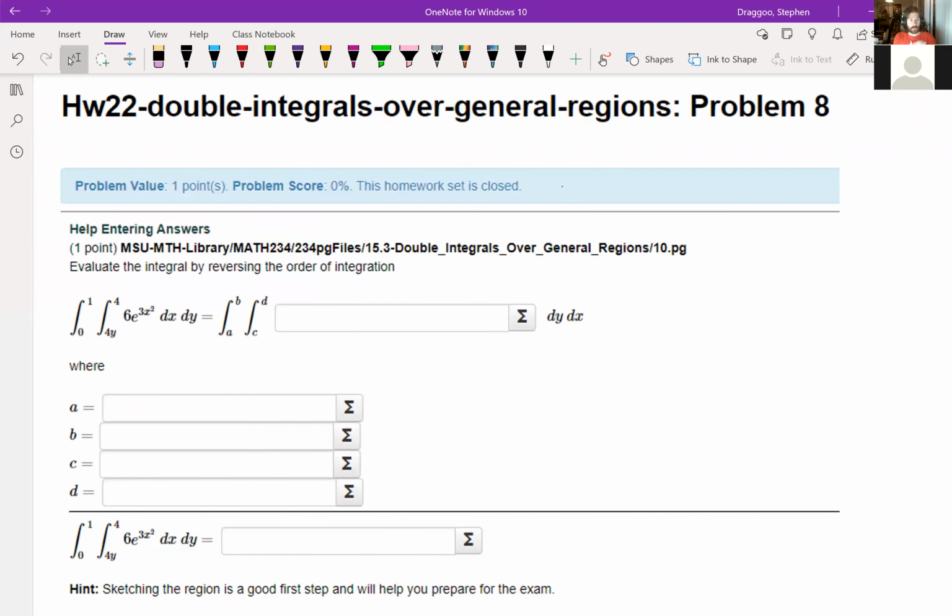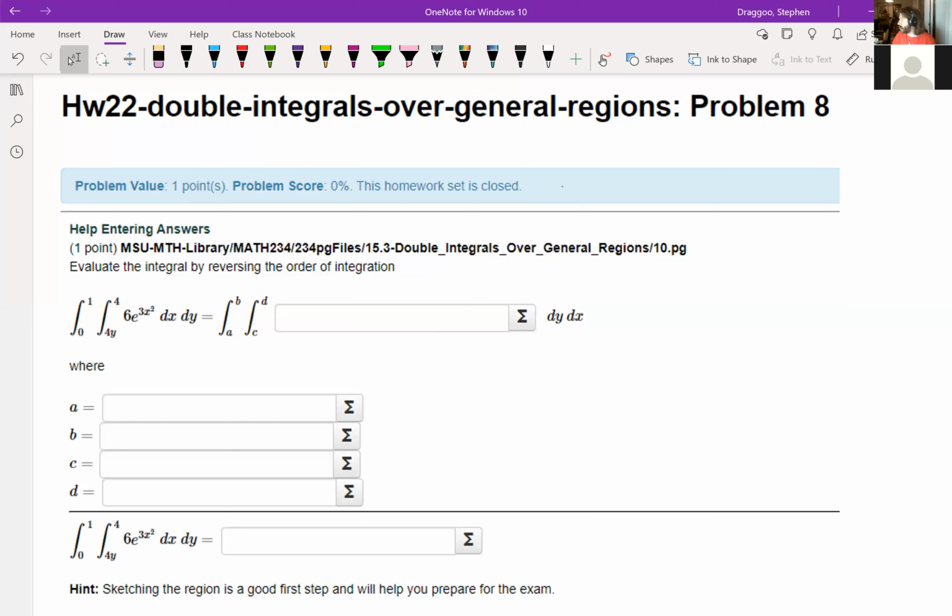All right. And let's take this down. Up next, out of homework set 22, is when we start looking at double integrals over general regions. We want to evaluate the current integral, which is doing x first and then y of the thing, 6 times e to the 3x squared. We want to change our order of integration and then integrate this thing.